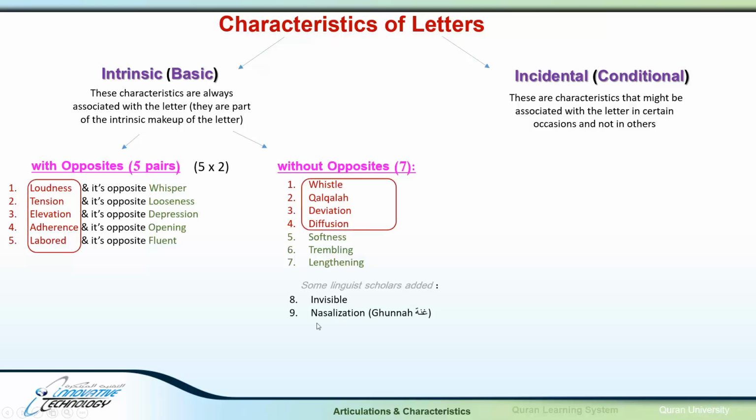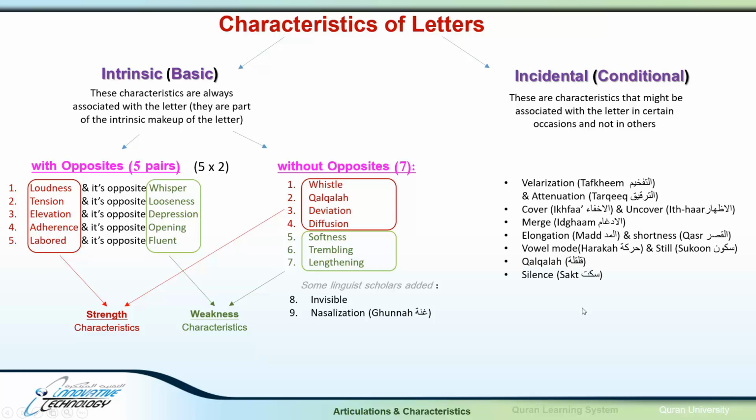Now, some of these characteristics are considered strength characteristics, given the color red here, while the other group, given the color green, are considered weakness characteristics. Again, we explained each one quickly in the previous lesson. On the right here, we have the list of the incidental conditional group of characteristics, and we told you that each one of those would be explained in extensive detail in following lessons during this series.